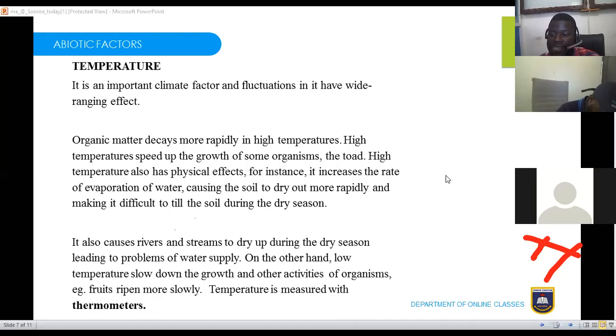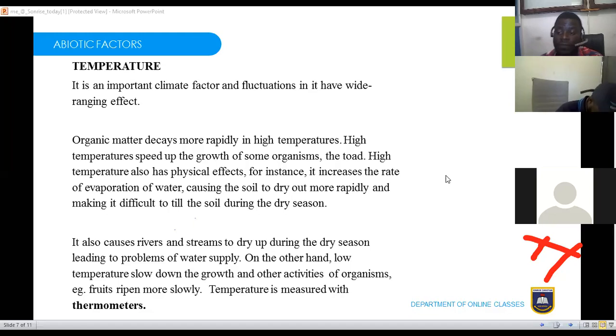It is because temperatures are low and microbial activities that result in decay or decomposition become very low. High temperature also has physical effects, such as increasing the rate of evaporation of water, causing the soil to dry out and making it difficult to till the soil during the dry season.